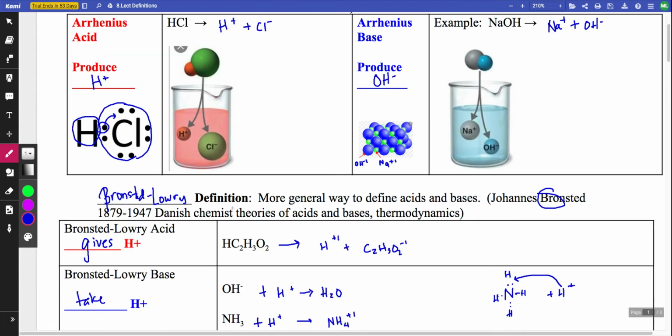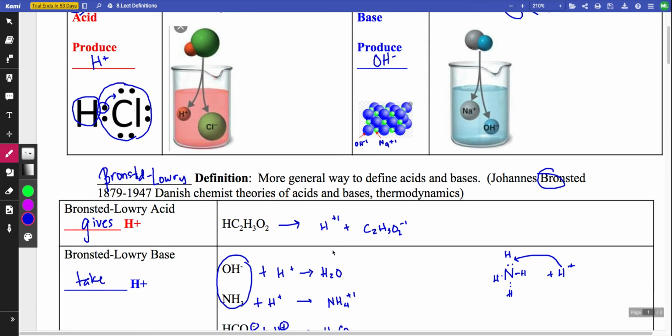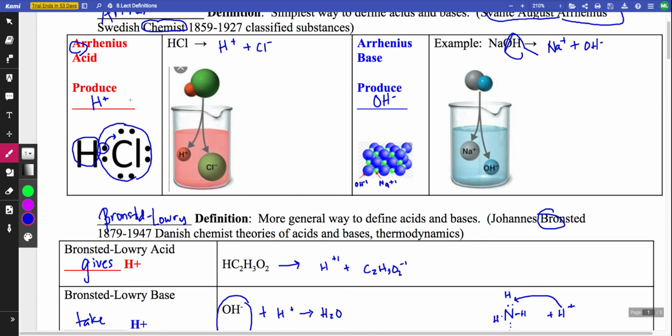So you might wonder, why are there two different definitions? The first one is too narrow. It only allows for one type of base, and that's hydroxide. After that, they found, oh my goodness, there are so many more bases out there. So Bronsted is a more generalized definition where it includes more bases. The way I remember it is Arrhenius starts with an A, and Bronsted starts with a B. A goes first in the alphabet. It is the most narrow definition, and then B is the more broad definition with more bases.